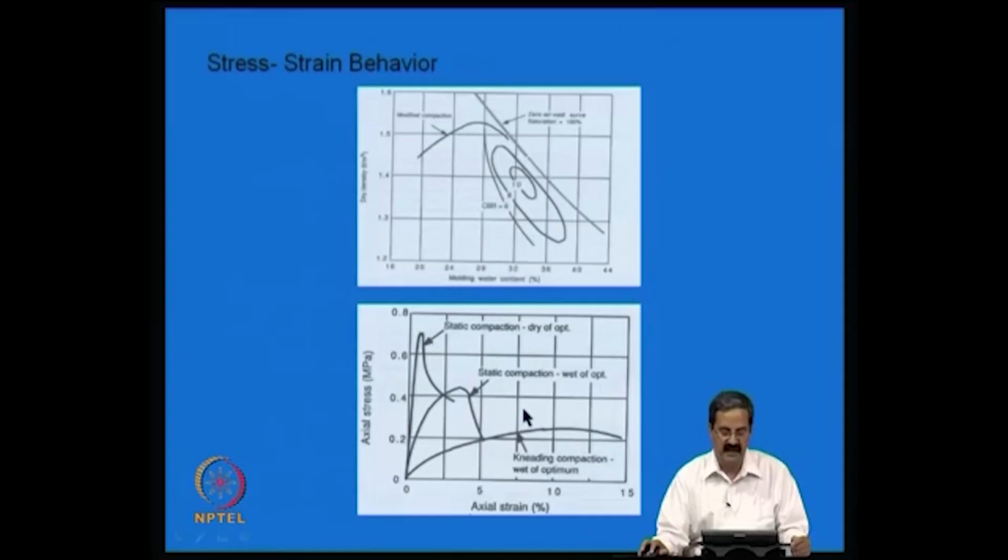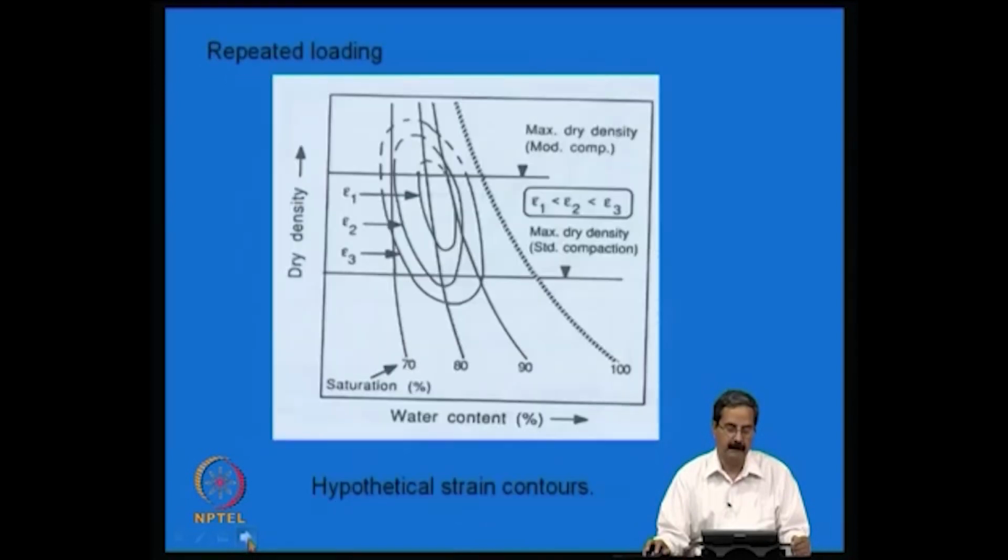What it means is that the type of compaction has a significant influence, and also the state of compaction, whether it is dry of optimum or wet of optimum, makes a big difference in influencing the type of the stress strain response.